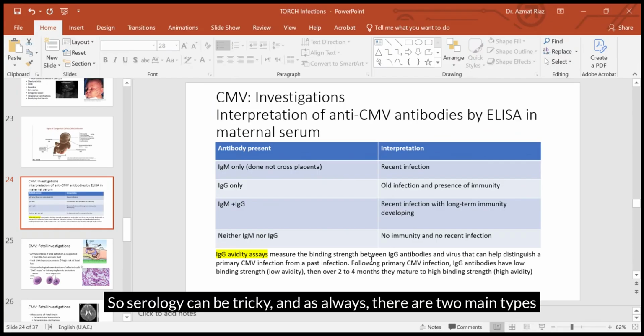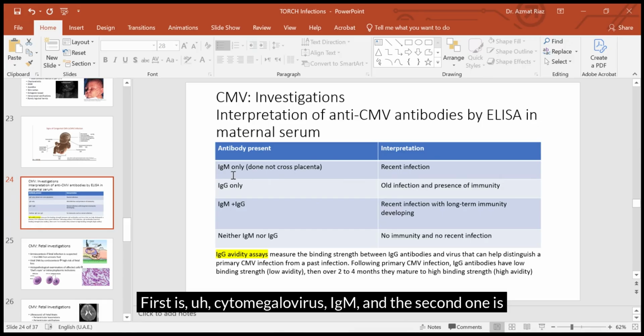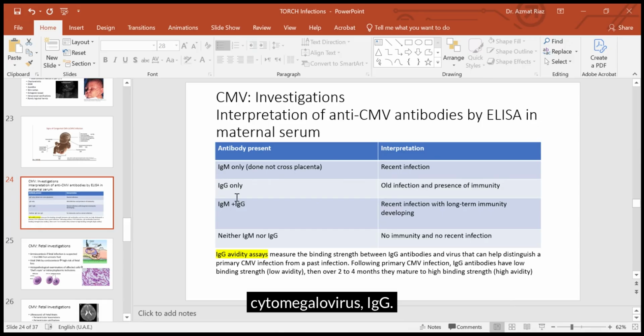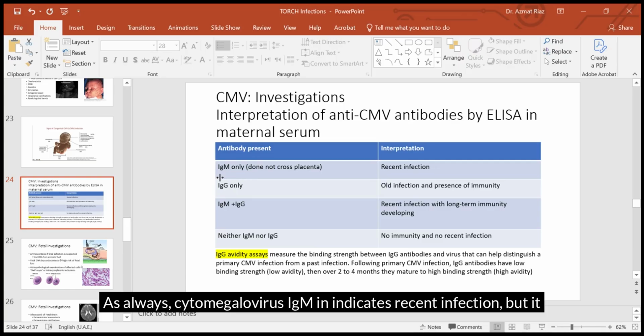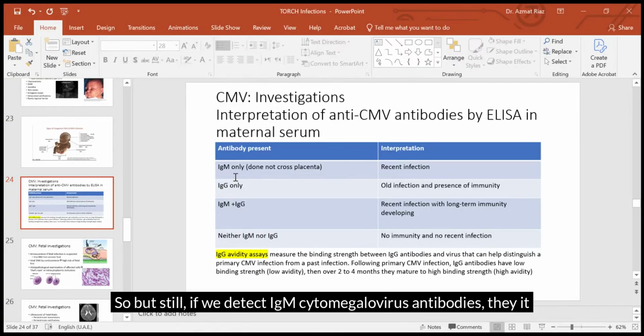First is serology. Serology can be tricky, and as always, there are two main types of antibodies which we have to test: cytomegalovirus IgM, and cytomegalovirus IgG. As always, cytomegalovirus IgM indicates recent infection, but it takes some time, right? It does not happen in one day. But still, if we detect IgM cytomegalovirus antibodies, it means there is recent infection.